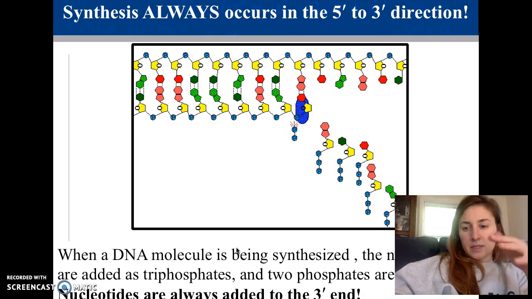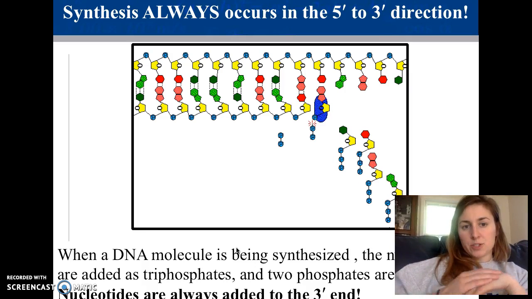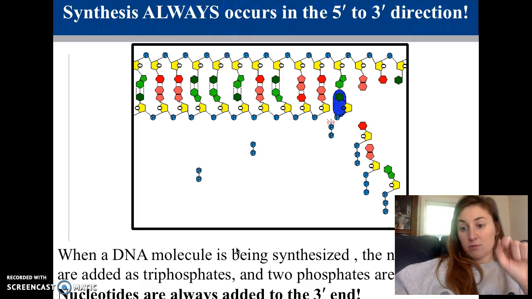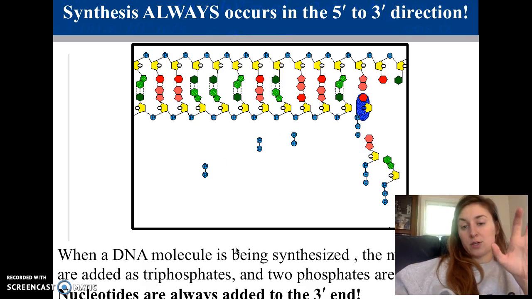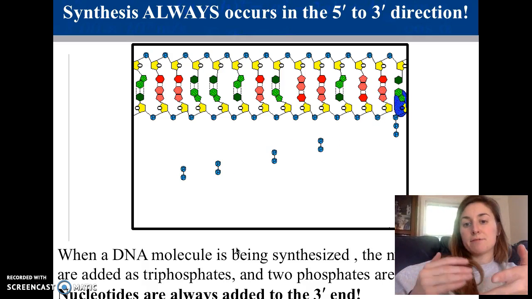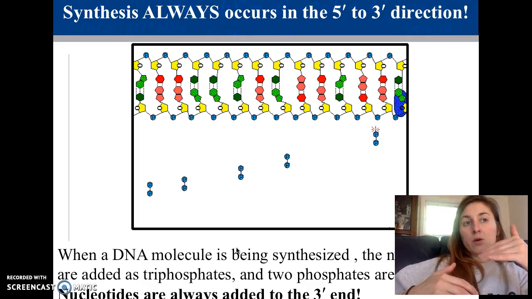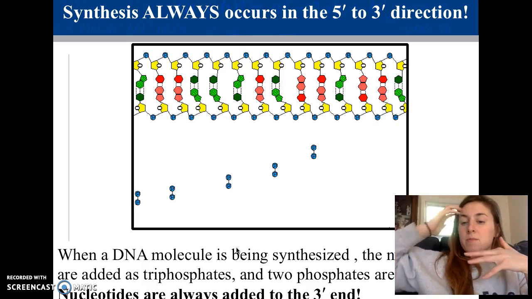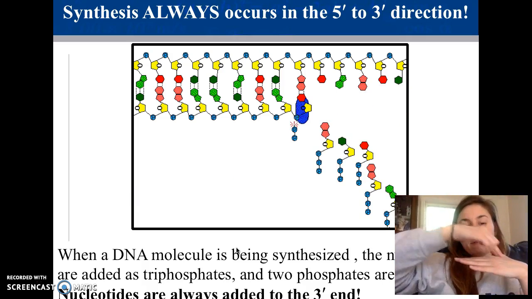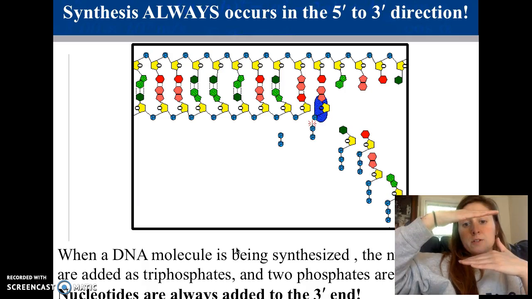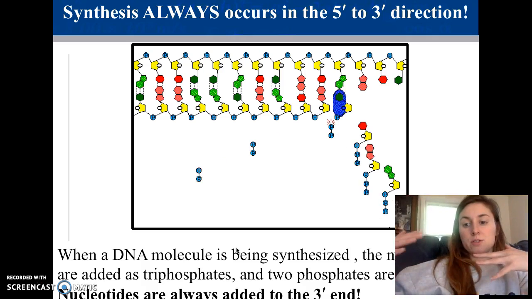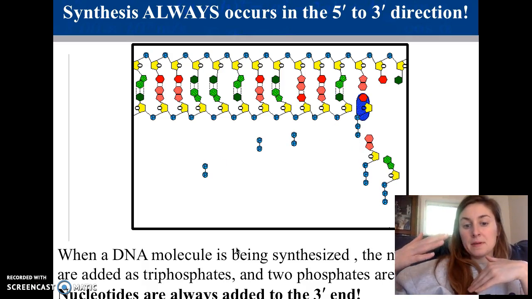Something that's important, and now that we're talking about the direction, is that synthesis always occurs from the 5 to 3 direction. So synthesis actually occurs opposite to what we would think, right? 3, 4, 5. It occurs from the 5 to 3 direction, which is why the DNA strands are oriented 5 to 3 and then 3 to 5, so that synthesis can be happening in opposite directions in the same space all the time.